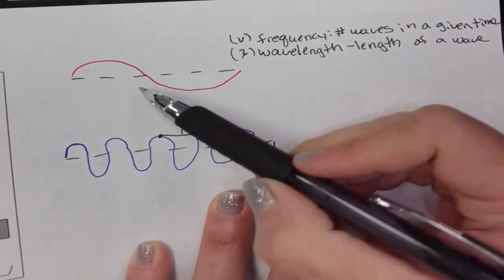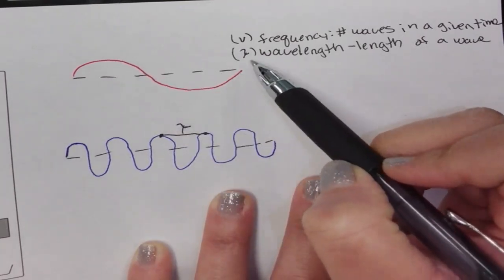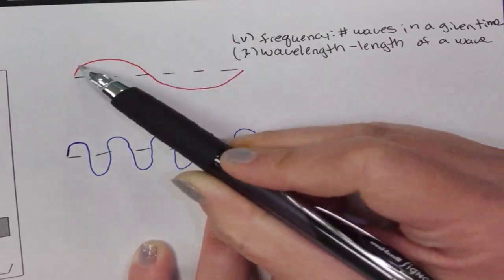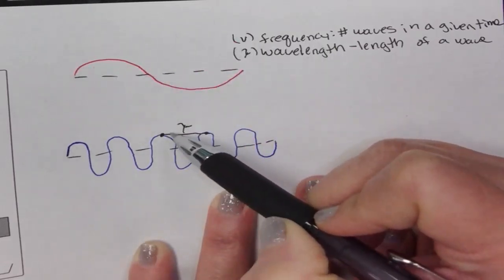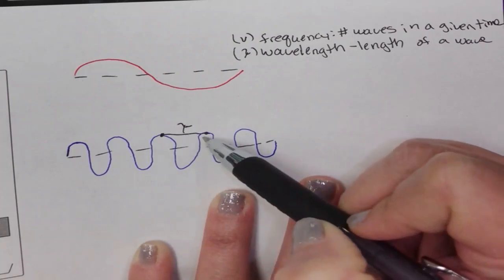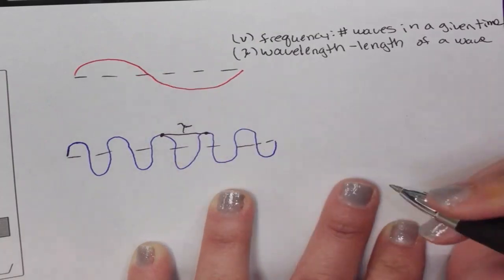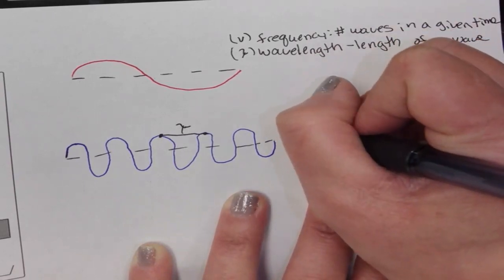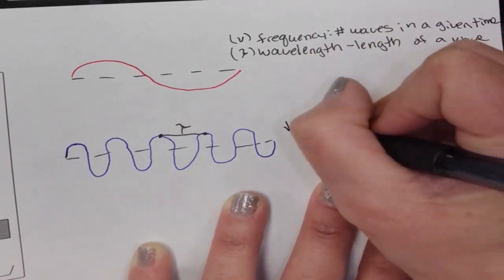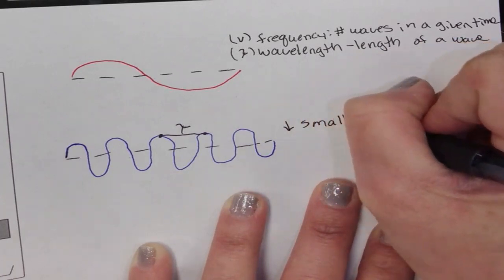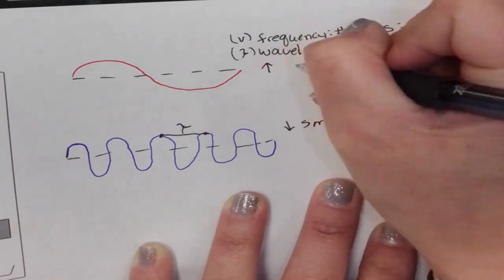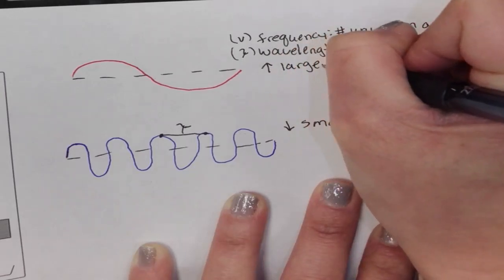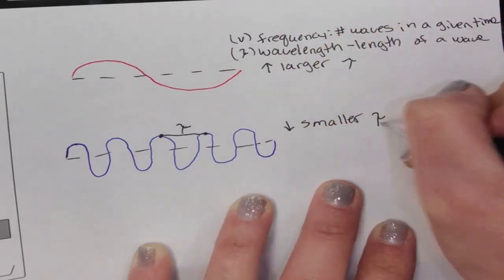So what do we notice? There's not even a top of a second red wave for me to measure. So the wavelength for the blue is definitely smaller than the wavelength for the red. So we notice that the blue has a smaller wavelength than the red. So I'm going to draw an up. And let's label these both wavelength.